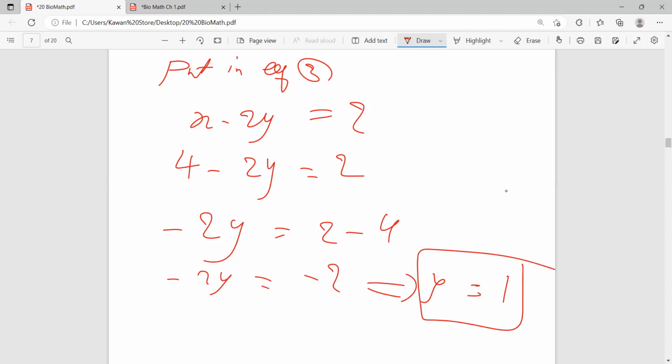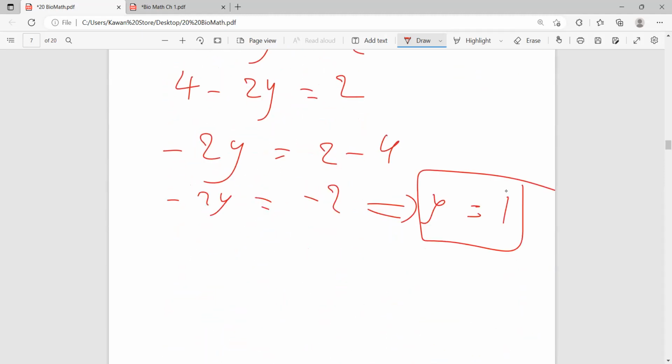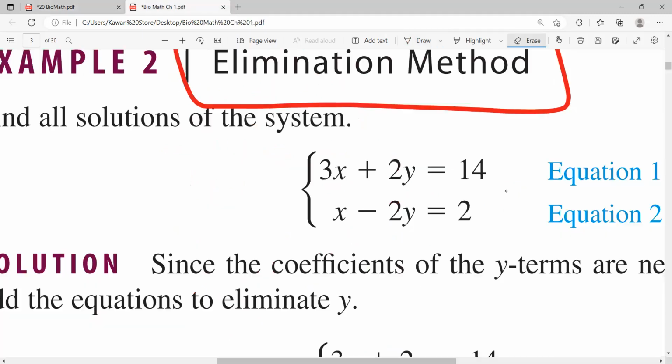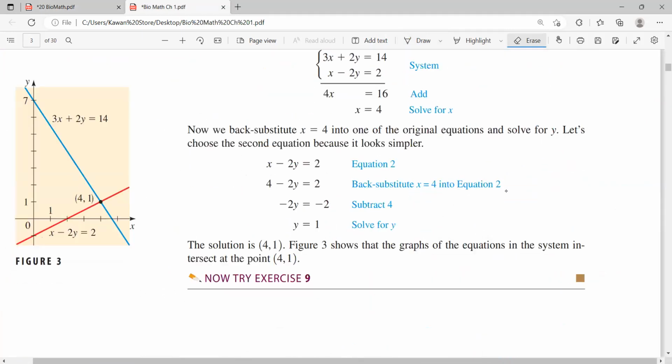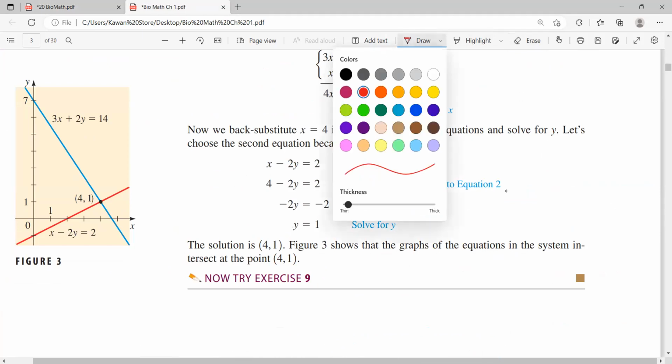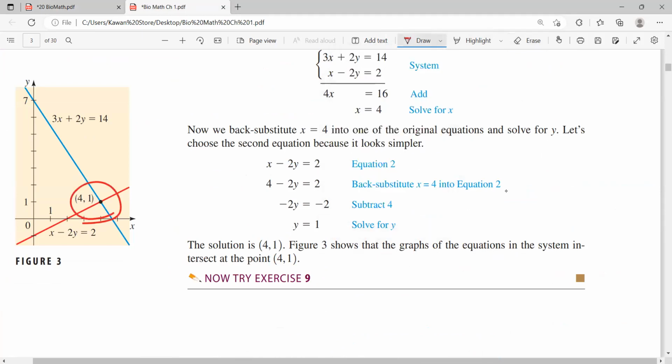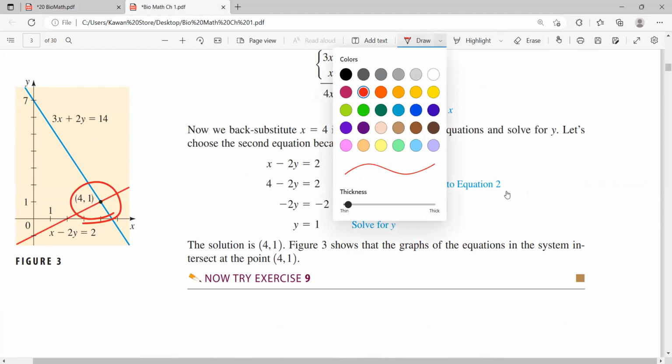Clear, dears? Now I have 4 and 1. So I know what that means. It means that at 4 and 1, we have an intersection point. Understood, dear? Here at 4 and 1, I have an intersection point. You can see from here, we have an intersection point.